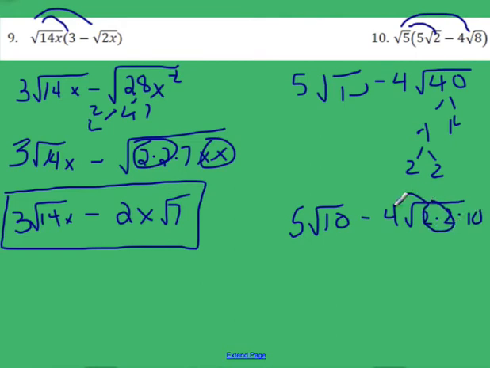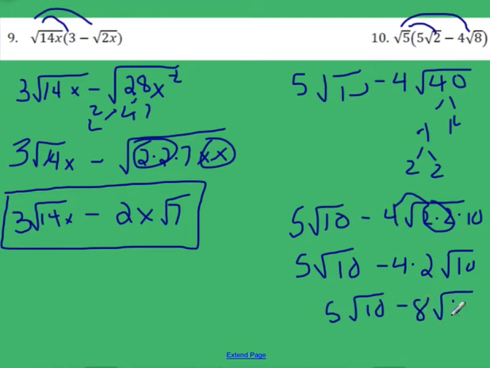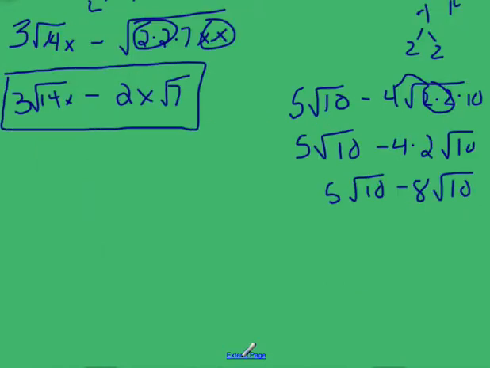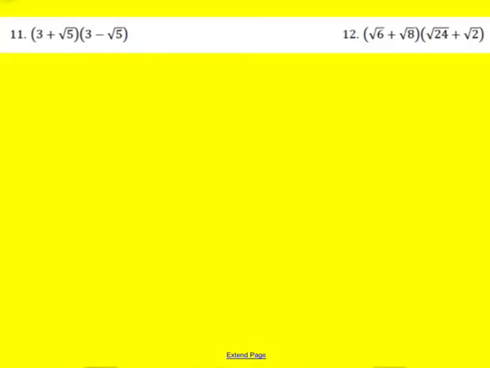So I'm going to go ahead and take that 2 out. So I get 5 square root of 10 minus 4 times 2 square root of 10. 5 square root of 10 minus 8 square root of 10. So it worked out this time that we had the same radical, so we can subtract it. 5 minus 8 is negative 3 square root of 10. So that right there is our final answer. Let's take a look at number 11.